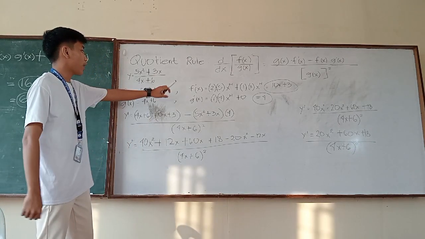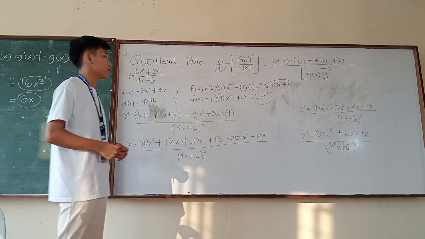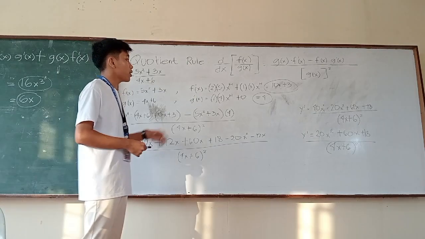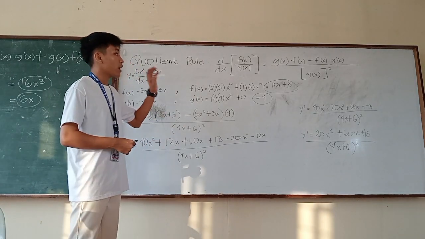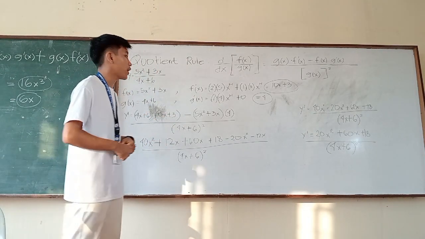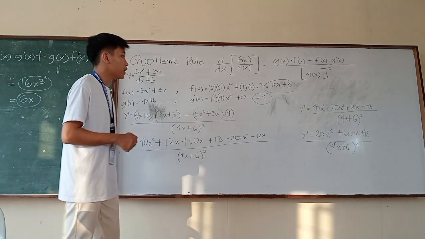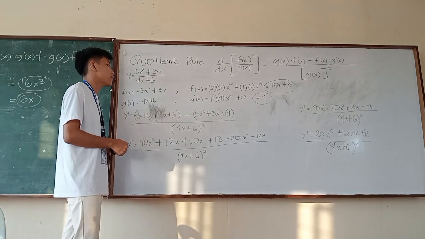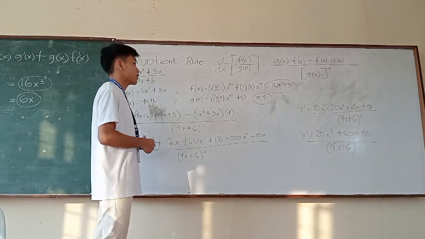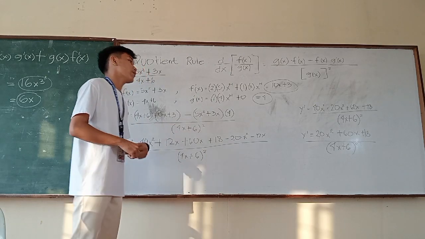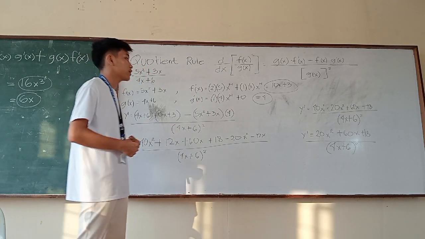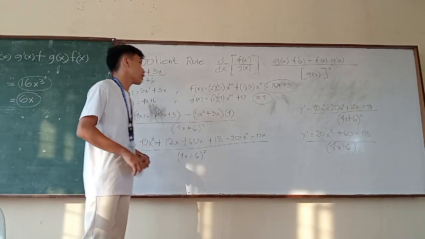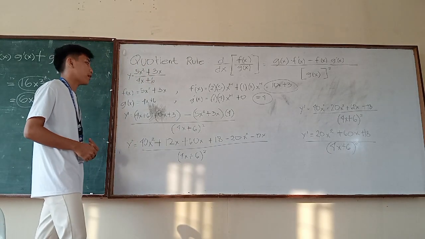So our f prime of x is equal to 2 times 5x raised to the power of 2 minus 1 plus 1 times 3x raised to the power of 1 minus 1. So the result would be 10x plus 3. For our g prime of x, we have 1 times 4x raised to the power of 1 minus 1 plus 0. So our result is 4. It is 0 because that number is a constant.